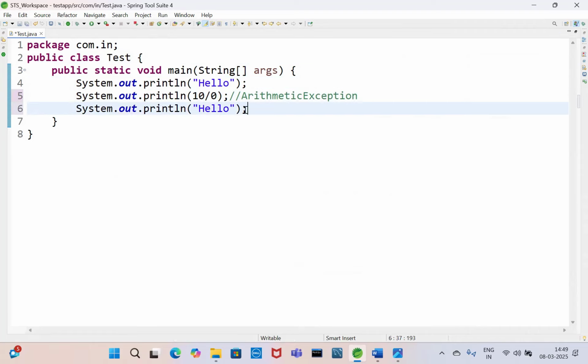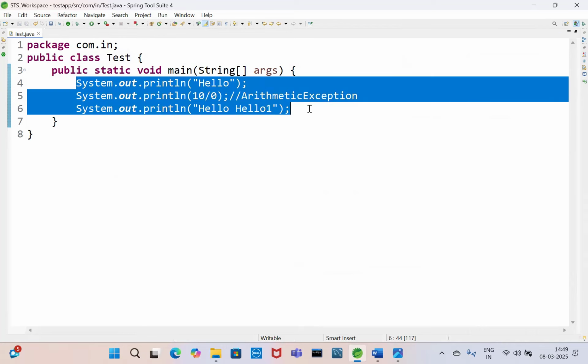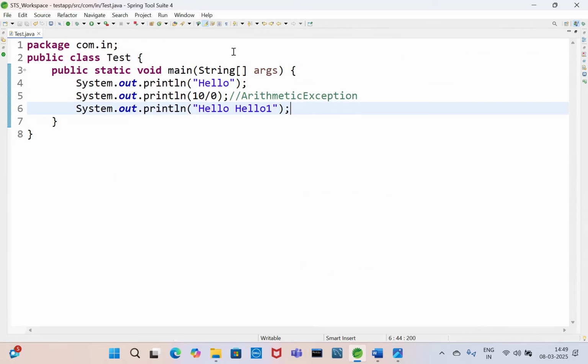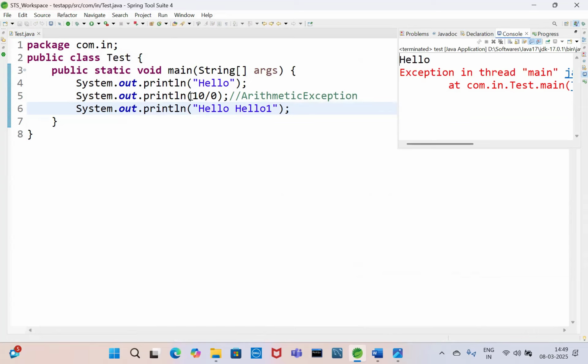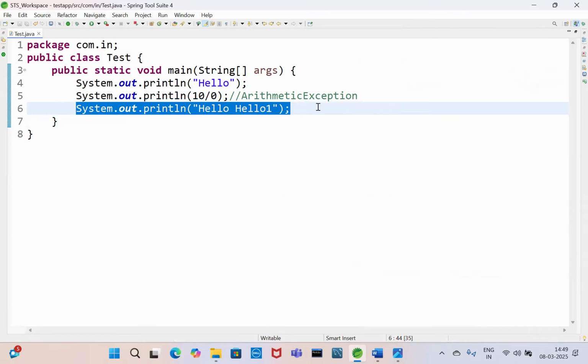Let's add another statement here. Hello one. So these are three System.out.println, three messages I am printing into the console. Let's run the Java application. See, the first System.out.println is printing hello. After that, it is raising the arithmetic exception. This sixth line is not executed. So it is nothing but terminated. Our program terminated.